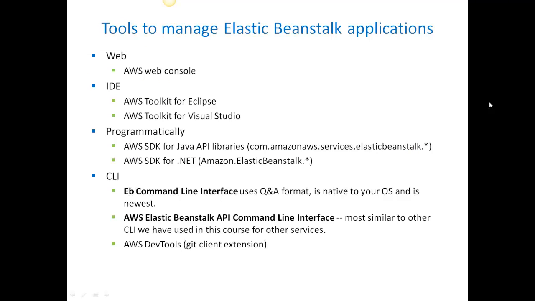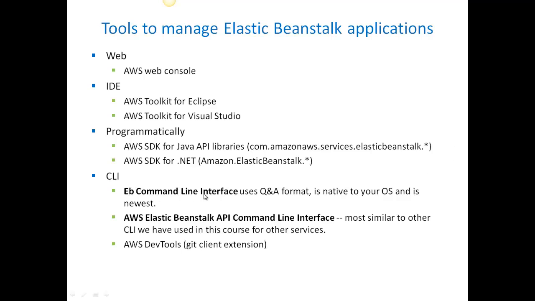These are the same plugins that you've probably already used for the other tools. I'll show you the Elastic Beanstalk features for Visual Studio. You can also manage it programmatically through the SDKs for Java and .NET. I'm going to show you a little bit about the SDK for .NET. In addition, there are also command line tools, just like there have been for all of the other services. They follow a similar pattern.